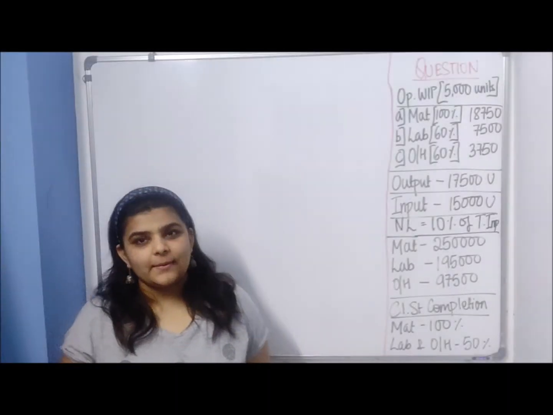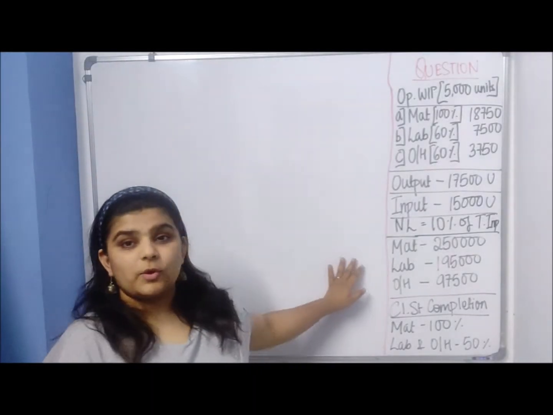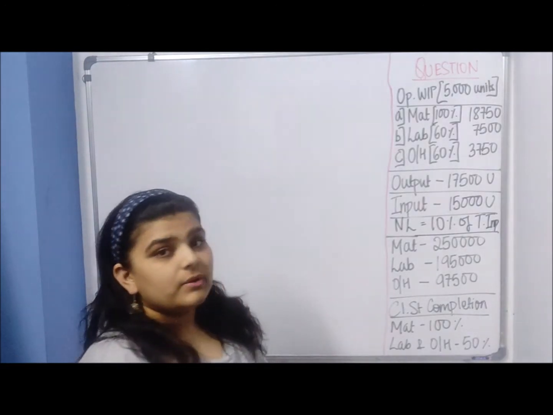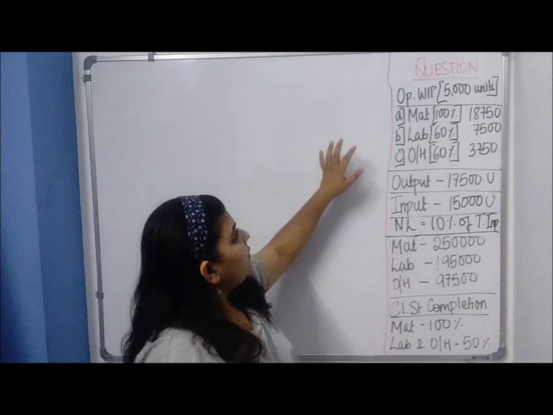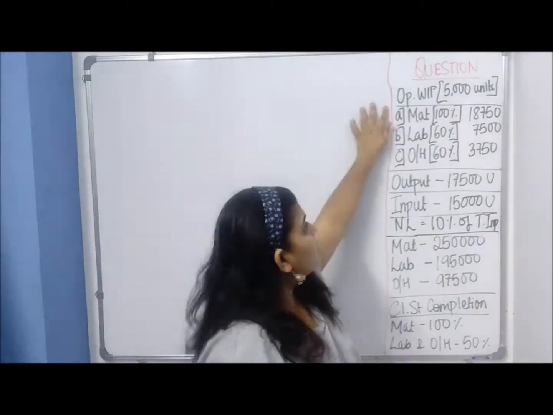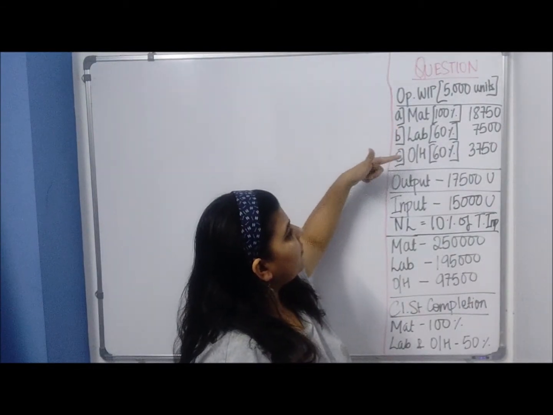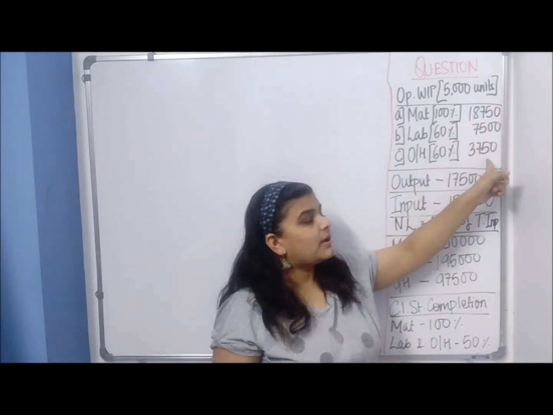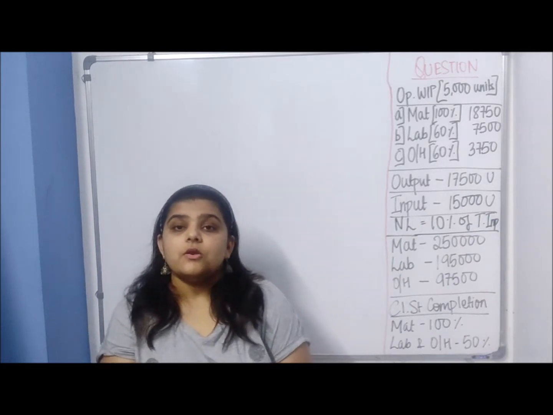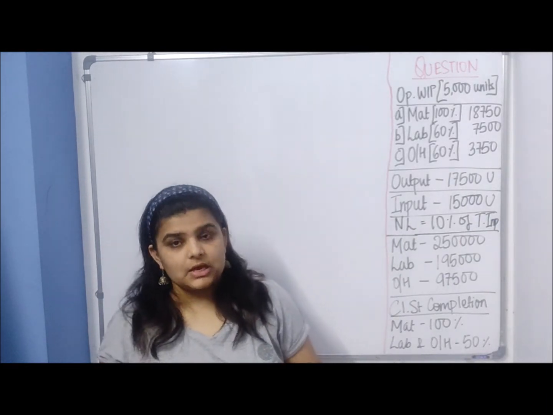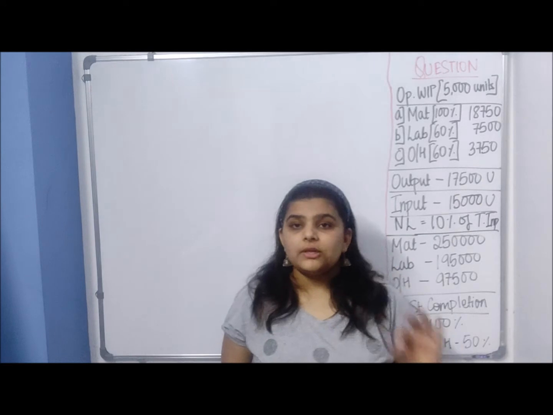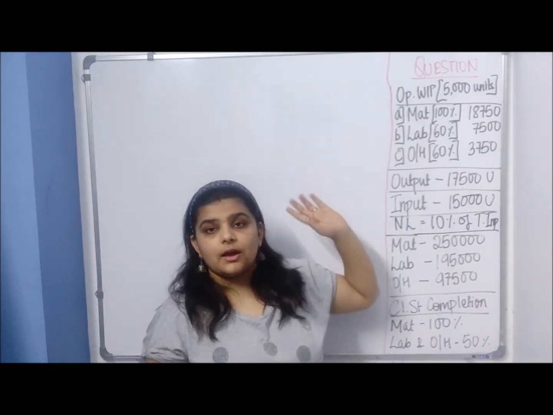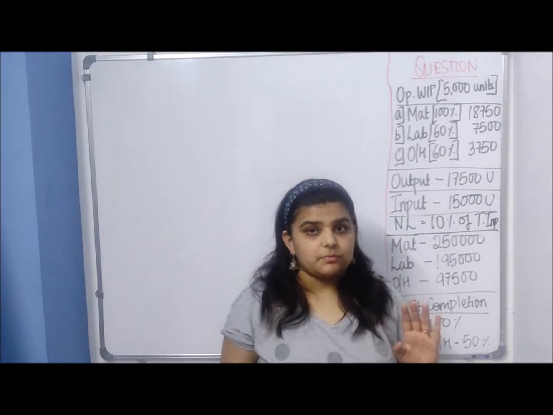Hello everyone, welcome back. Today we are going to solve a question of equivalent production using the weighted average method. Now let us first read the question. We have an opening balance of 5,000 units where material, labor, overheads are separately given to us as 18,750, 7,500 and 3,750. So the first thing to note down is we can do weighted average only when this bifurcation is given to us for opening stock. Otherwise weighted average will not be possible.